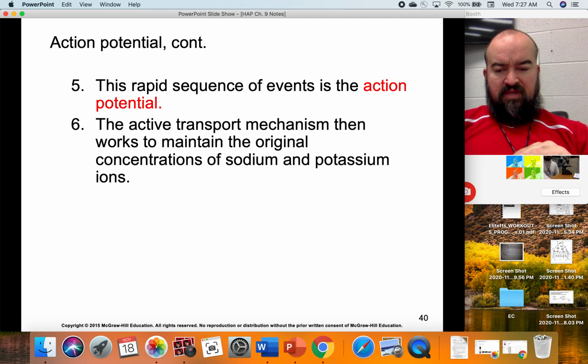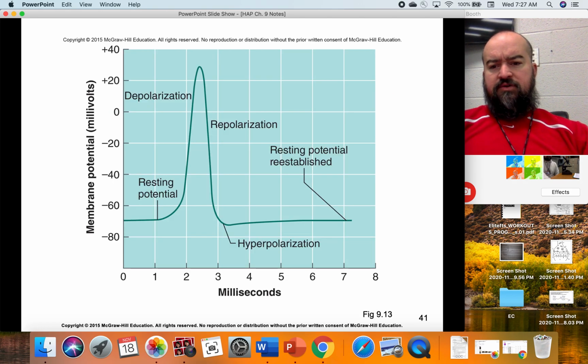The depolarization, repolarization, hyperpolarization, and you can see that here on the graph.